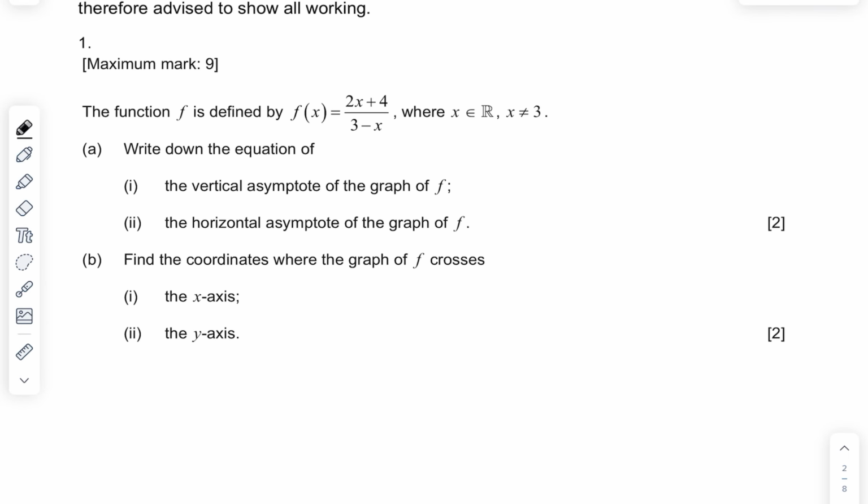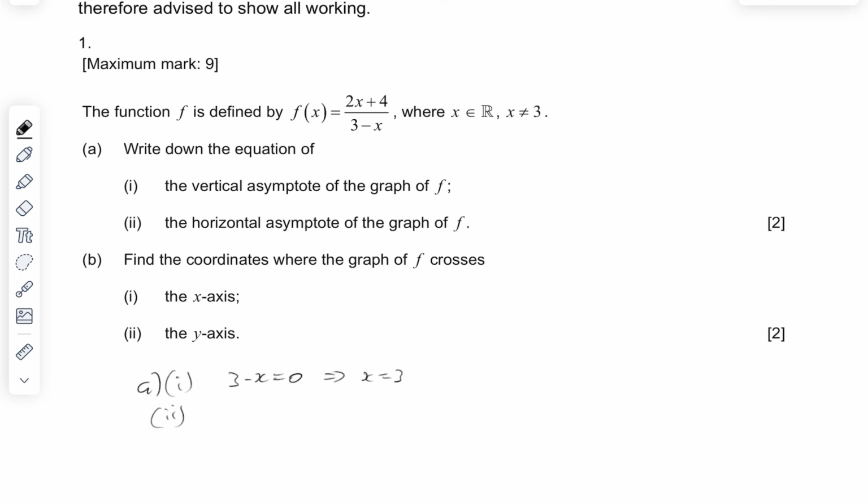First question, we have a function here. It tells us x is not equal to 3, so that's probably a hint that there's an asymptote at x equals 3. Write down an equation of the vertical asymptote, in other words, when the denominator is 0. So for part a, we need 3 subtract x equals 0, which gives us x equals 3. You must write the x equals.